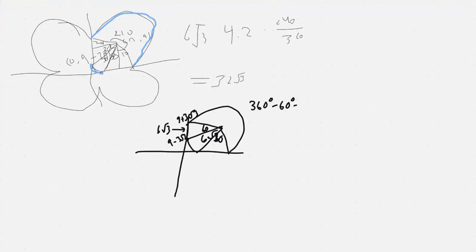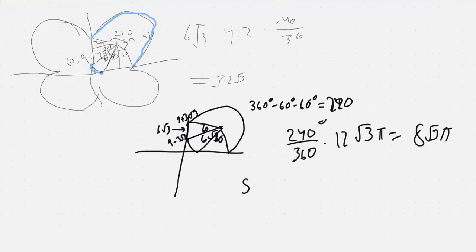And so 240 over 360, and the circumference is 12 root 3 pi, and that's 8 root 3 pi, and then times 4, because you have 4 circles. So you get 32 root 3 pi.